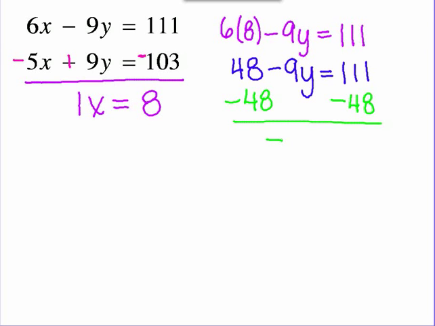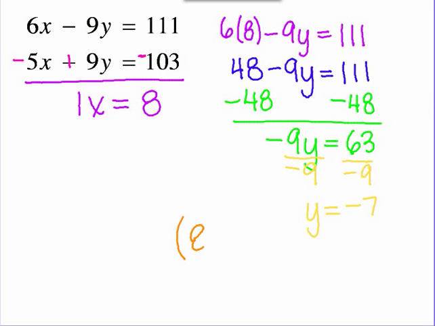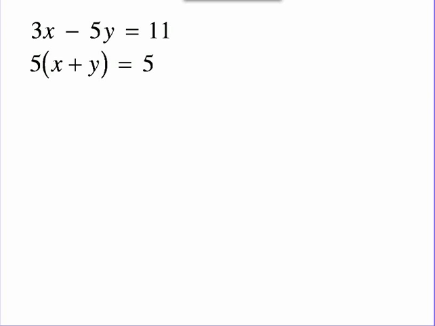So, negative 9y equals 63. So y equals negative 7. Your solution is (8, -7). Okay. All right, your turn. I want you to go ahead and work on this one for me. See how you do on this one. I want you to think about it.